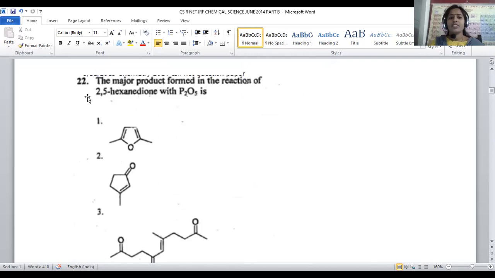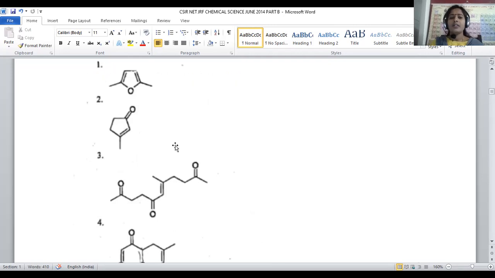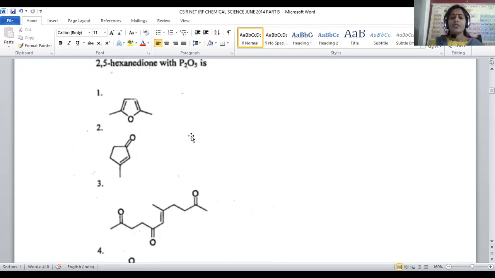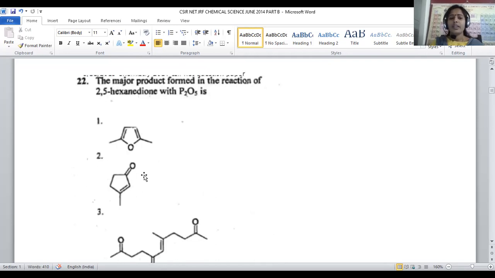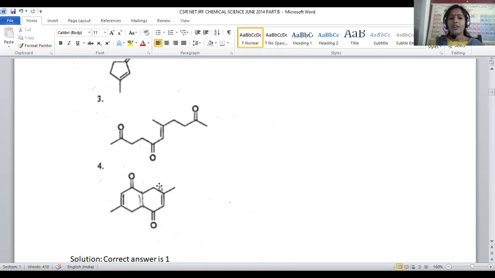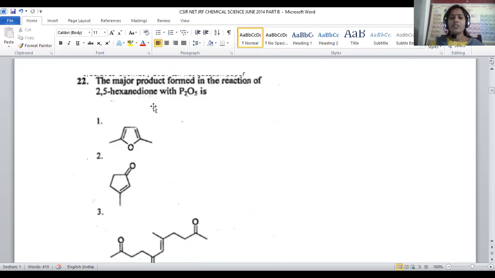The major product formed in the reaction of 2,5-hexanedione with P2O5. Here it is the part of reagent chemistry. P2O5 being a dehydrating agent, whenever it is added to a dione system, obviously it will participate in keto-enol tautomerism. Subsequently, removal of water molecule, and we will get a cyclic system of oxygen. Cyclic system of oxygen is only provided in option number 1. Remaining, there is no ambiguity, there is no confusion to get the product, because P2O5 is the dehydrating agent.